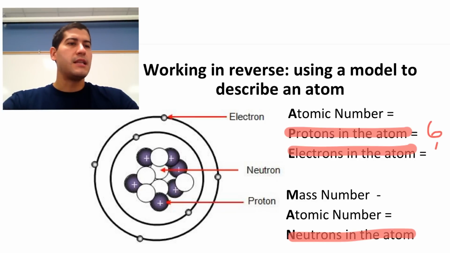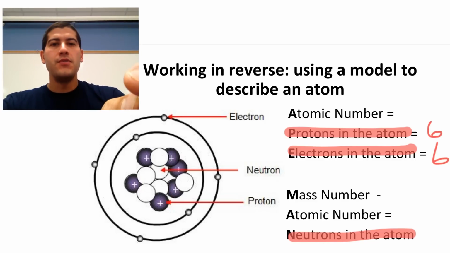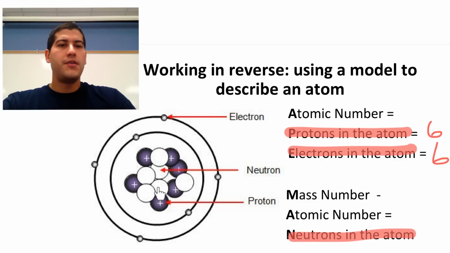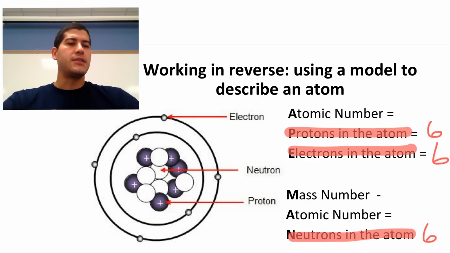So this is an electrically neutral atom. It is not an ion. The charges cancel out, so we can find this on the periodic table. Let's count our neutrons. 1, 2, 3, 4, 5, 6. So this atom has the same number of protons, neutrons, and electrons.